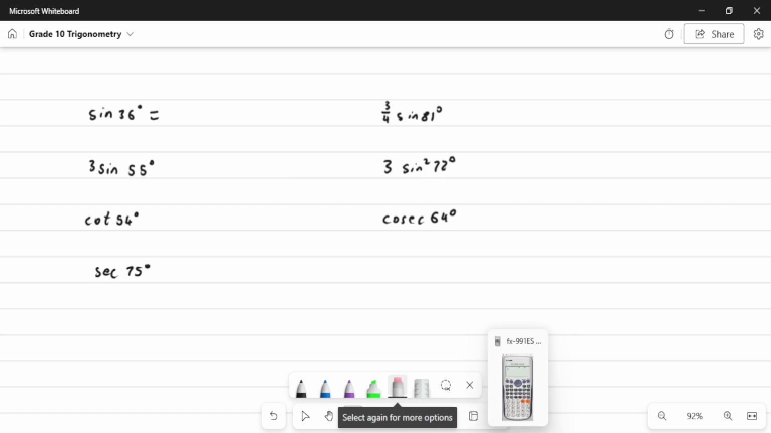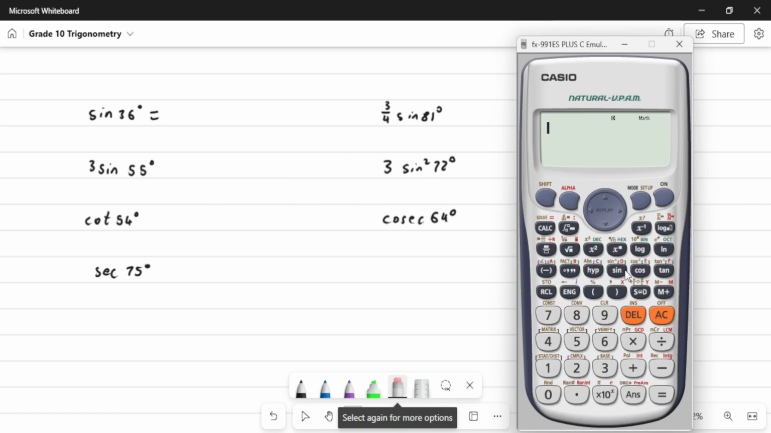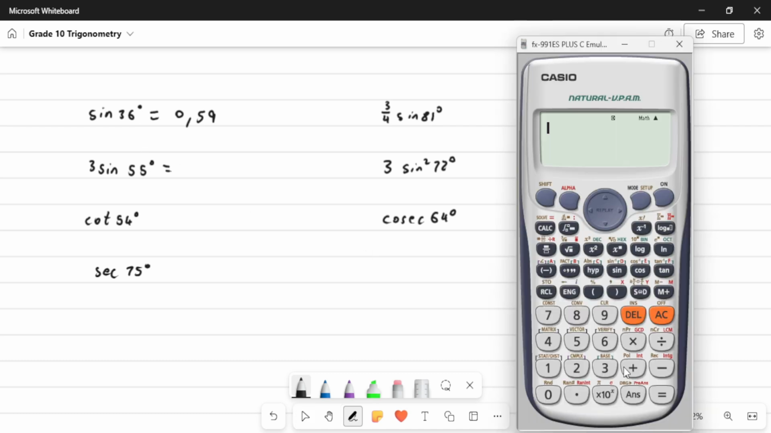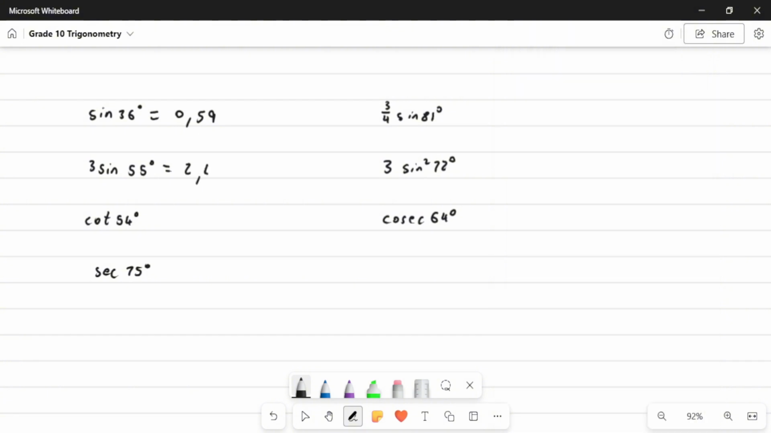If you put this in the calculator, sine of 36 degrees is equivalent to 0,587, which is 0,59 if I round it off to 2 decimal places. 3 times sine of 55 degrees is equivalent to 2,457, which is 2,46.